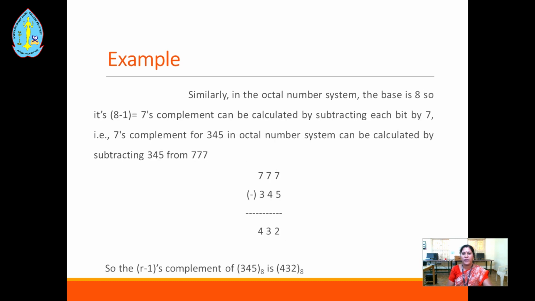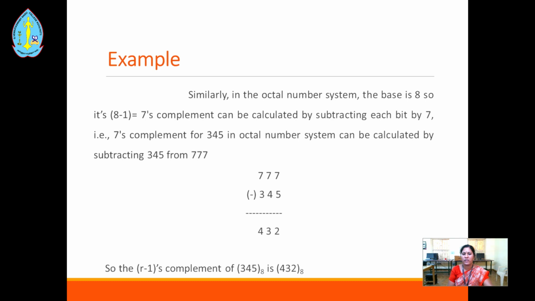Next, similarly in the octal number system, we all know that the base is 8. So 8 minus 1, which is 7's complement, can be calculated by subtracting each digit from 7. The 7's complement of 345 in octal can be calculated by subtracting 345 from 777. We obtain the result 432. 432 is the r minus 1's complement of 345.